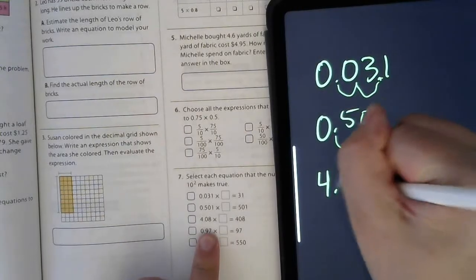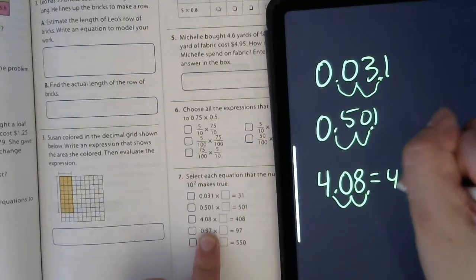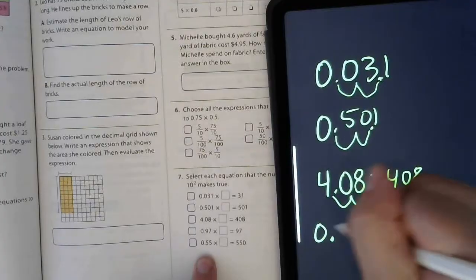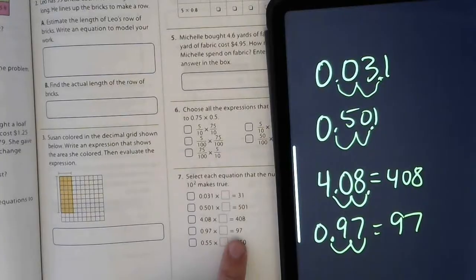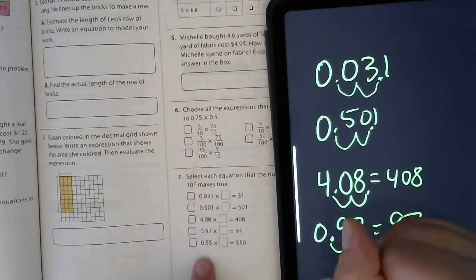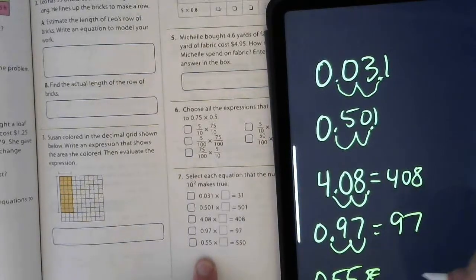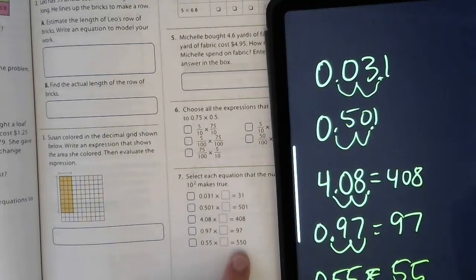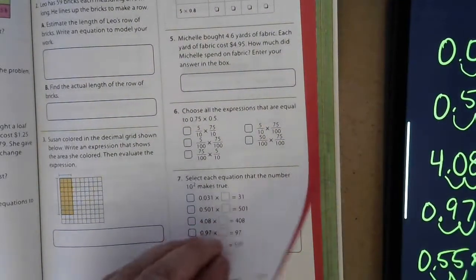If I look at 4 8/100ths and move it over 2 times, bloop, I get 408. That will work. If I look at 97 hundredths, move it over 2 times, I'm going to get 97. That works. And then finally, I have 55 hundredths. If I multiply it times 10 squared, I move it over 2 times, bloop, bloop, I get 55. That's really sloppy. But we can see that 550 is not the right answer. So number 7 could be an easier problem as well.